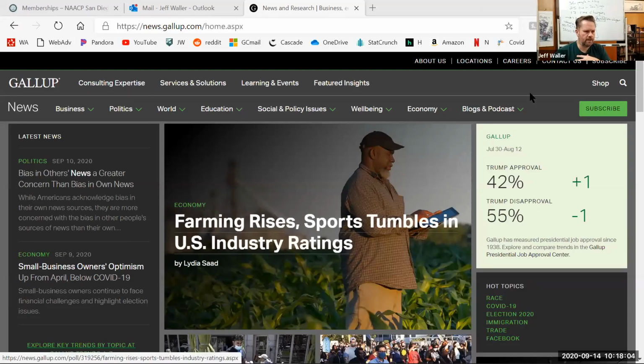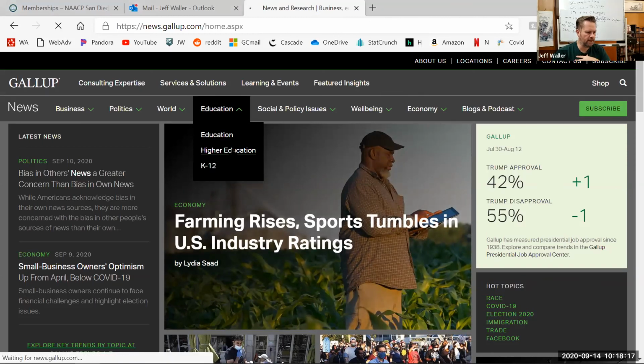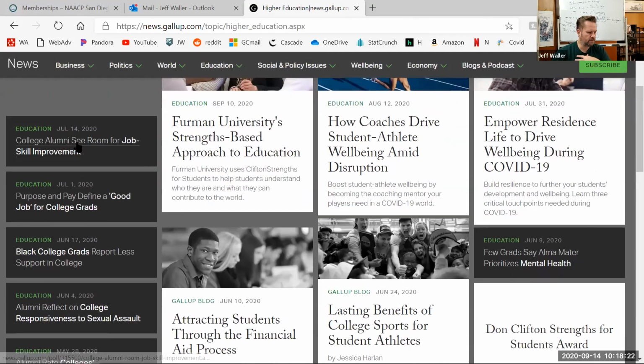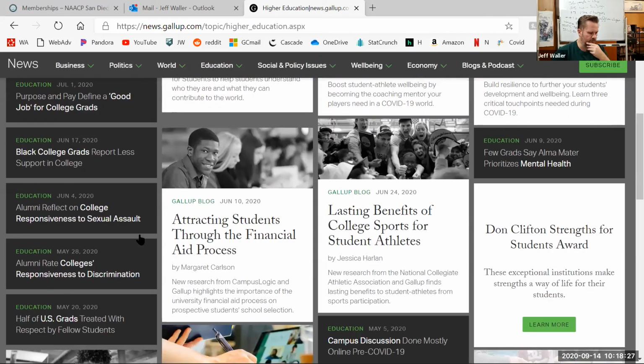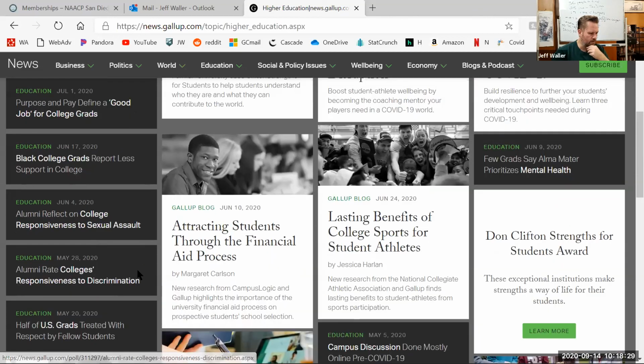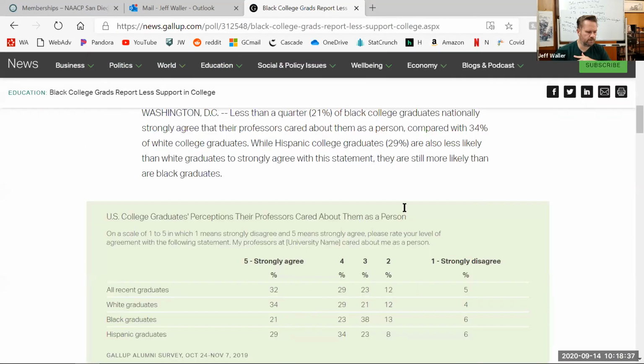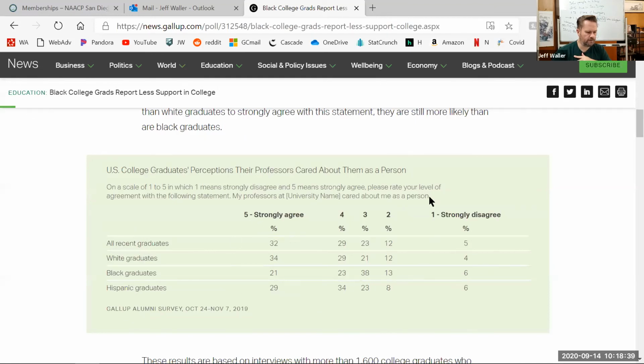So here's Gallup. Hopefully I don't have anything too weird open. Good. You can see they keep track of the approval of our president. You could go to stuff like education, higher education, and they have things like college alumni see room for job skill improvement. Let's see if something sounds interesting. Black college grads report less support in college. They talk to people and give the results of how they felt.